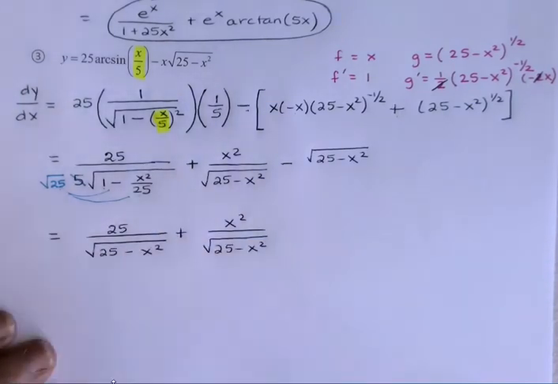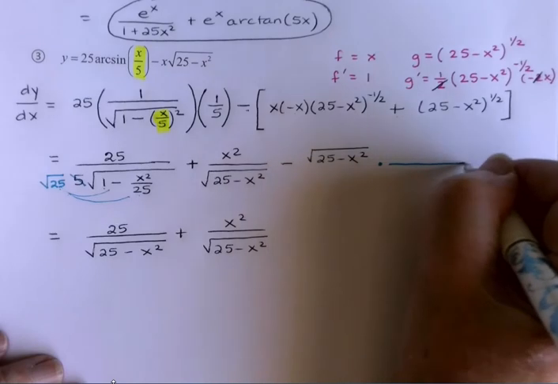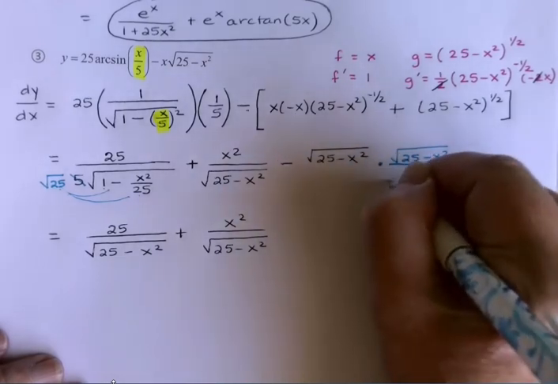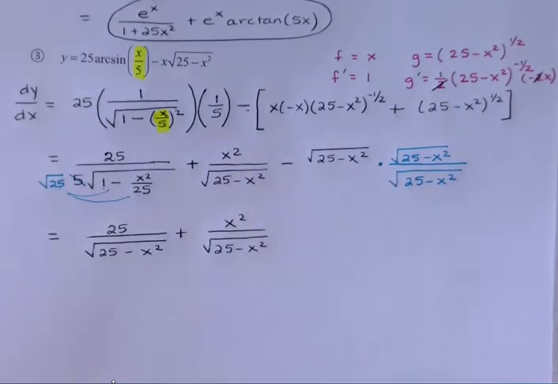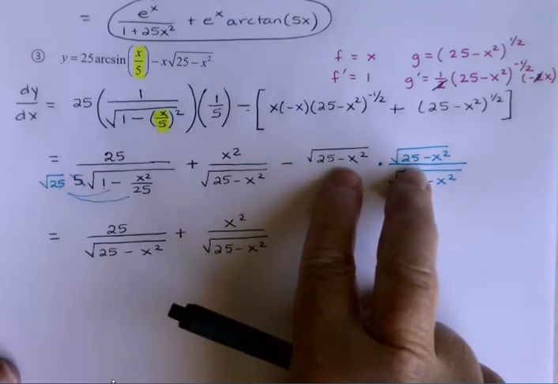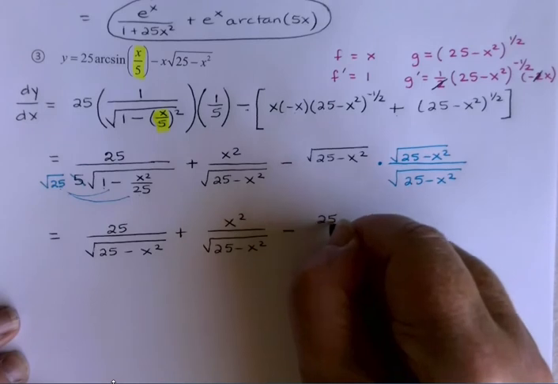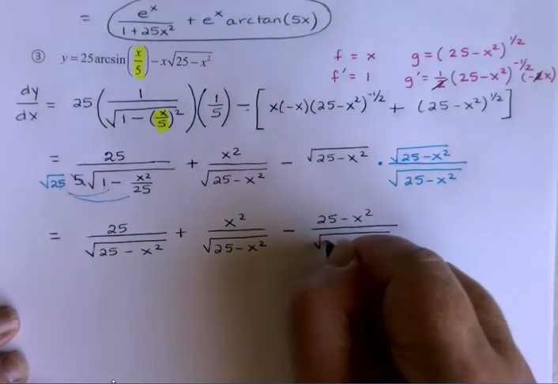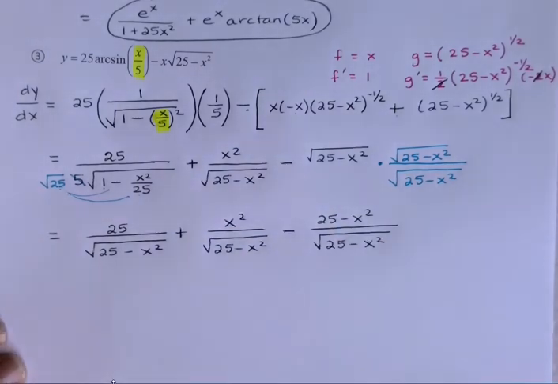Notice I've already got that same denominator on my second term, which is really nice. And since both of those first terms have the same denominator, let's go ahead and get the third term to have a common denominator as well. I'm going to multiply this third term by the square root of 25 minus x squared over the square root of 25 minus x squared. So in the numerator, radical times radical just gives me 25 minus x squared up on top there. And I've now got the same square root of 25 minus x squared on the bottom, giving me a common denominator for all 3 terms.